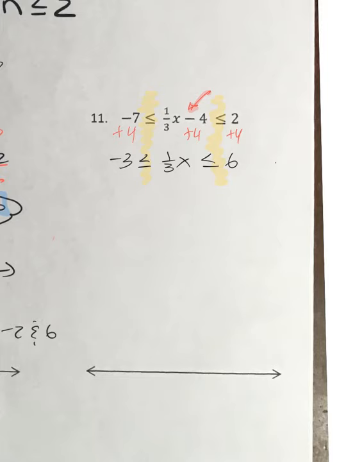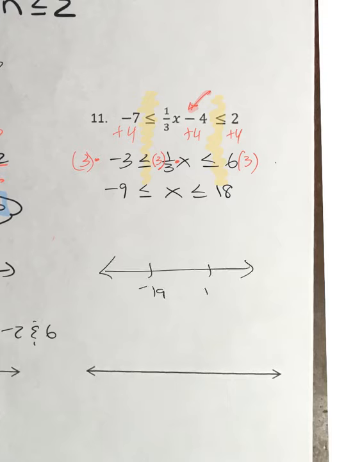And then we're going to undo multiplying by 1/3. Instead of dividing by 3, we're going to multiply by the reciprocal, right? So having those good algebra undo steps. And that gives me negative 9 is less than or equal to x, which is less than or equal to 18. So we want all the numbers that are between negative 9 and 18. And because of the equal to symbols, they should be solid, and it's all the stuff in between. So this is called a between statement.